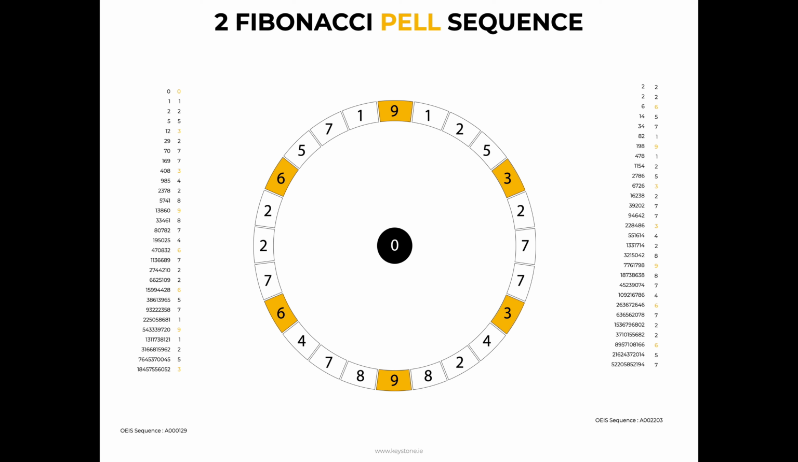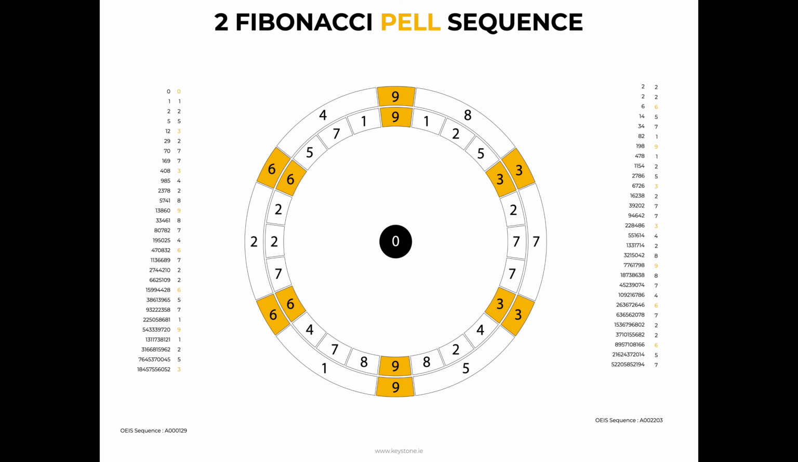So let's start with what's called the 2 Fibonacci or the PELL sequence. Now if you want to research these, here are the sequence numbers. You can do that in your own time. But to save you the hassle, here are the PELL numbers and here is their digital root. And here's another version of 2 Fibonacci numbers and their digital root, and both of them fit this wheel. And this wheel is remarkably similar to the other ones we've investigated.